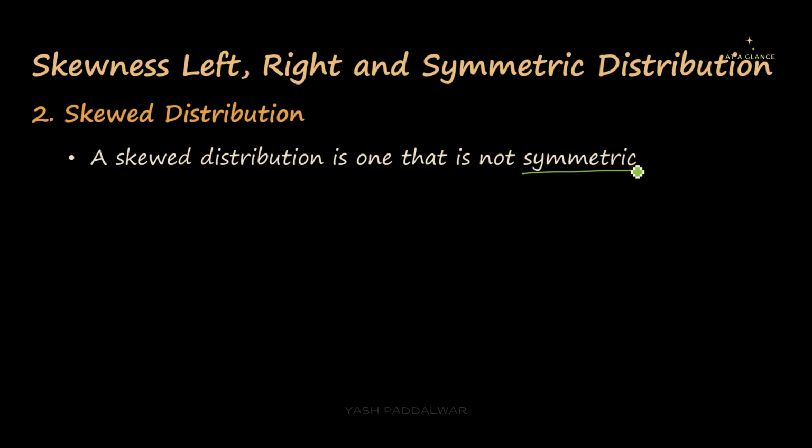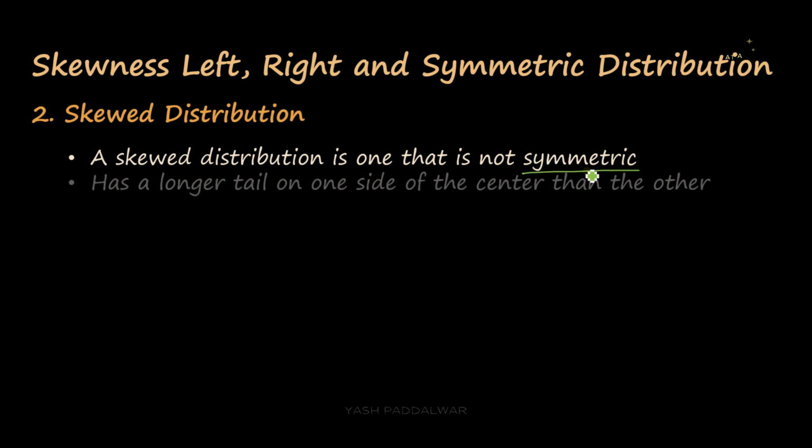I already told you that symmetric and skewness are opposite. Whenever we have a skewed distribution, it will always be a non-symmetric distribution. Now, this skewed distribution will have a longer tail on one side of the center than the other. That means it won't have any symmetry with respect to the mean point.